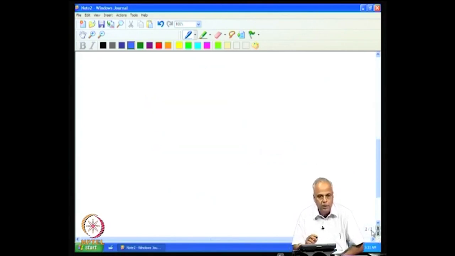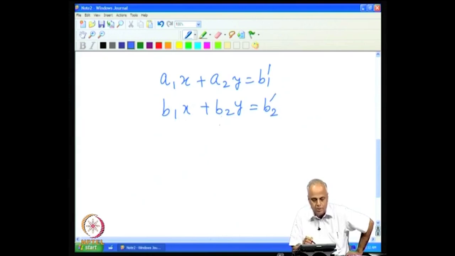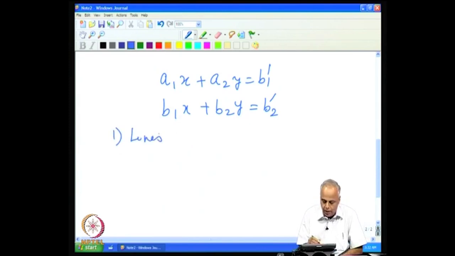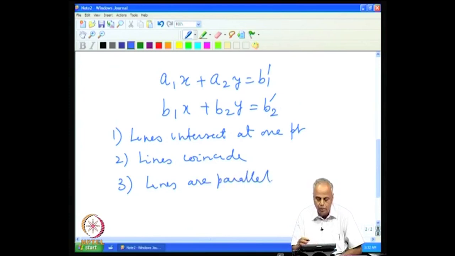Looked at from this point of view, we in general can consider a system of two equations in two unknowns and think of them as the intersection point of two lines. However, we see that this could lead to many situations. One, the lines intersect at one point, or the two lines coincide, or the two lines are parallel. Therefore, when we have a pair of lines, we can have these three situations.